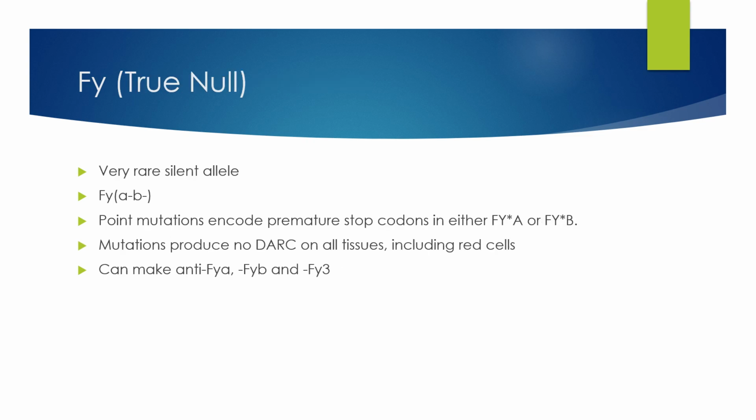The true Duffy null phenotype is the result of being homozygous for the FY allele found in populations besides African Americans. This is a very rare silent allele that produces no gene products. This allele is the result of point mutations that encode for premature stop codons in either the Duffy A or Duffy B alleles. No Duffy antigen will be present on the red cells and other tissues in the body. These individuals can make anti-Duffy A, Duffy B, and Duffy 3.